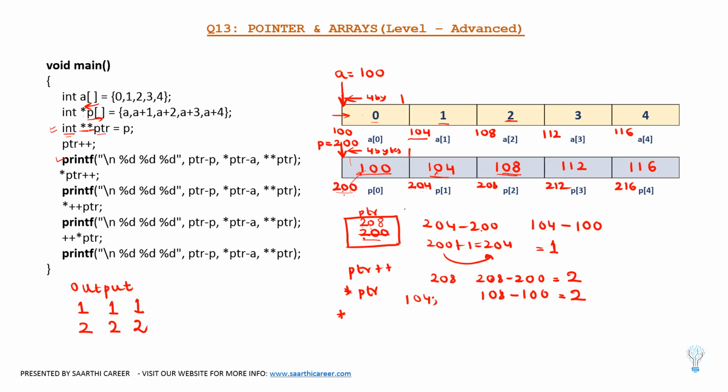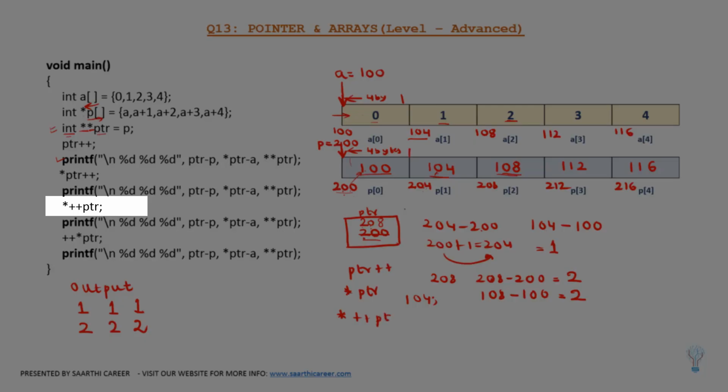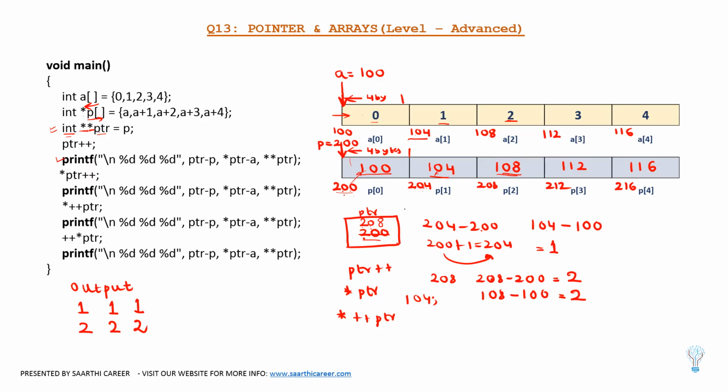Now the third part, *++ptr. Here, since plus plus has a higher priority on ptr, and we know that it is a pre-increment operation, first it changes the value and then it uses it. So ++ptr, 208 plus plus becomes 212, and then I do a dereference on 212, so I basically get 112. So it's again like writing 112 semicolon. Does it really mean anything? No. The compiler is just going to say 112 semicolon, you're not doing anything, I'll just ignore this statement.